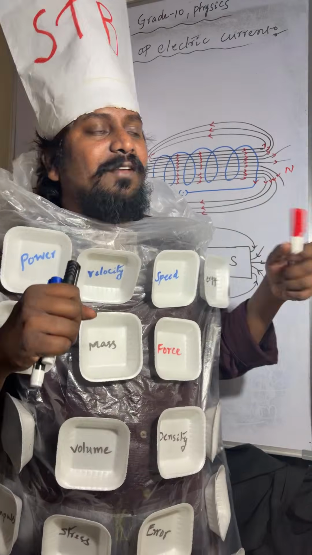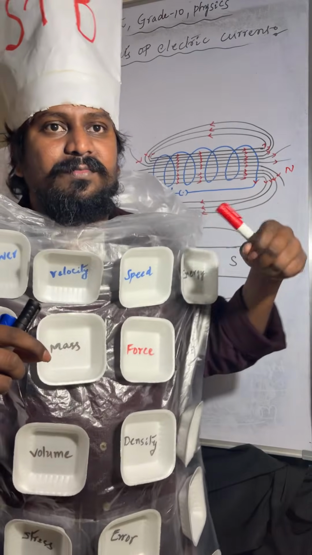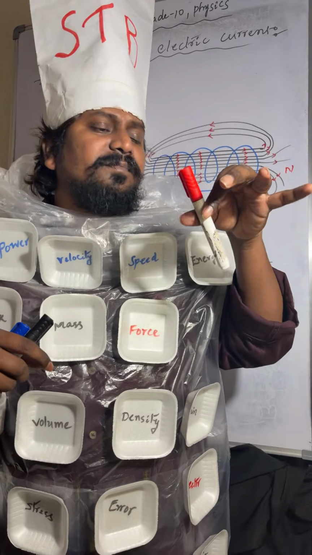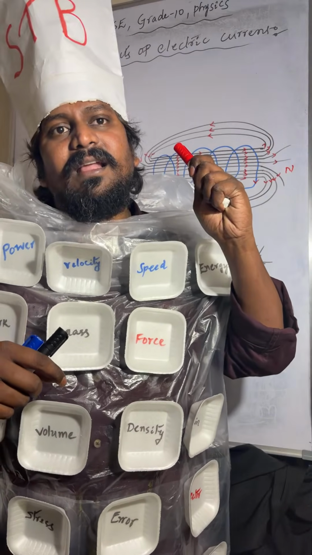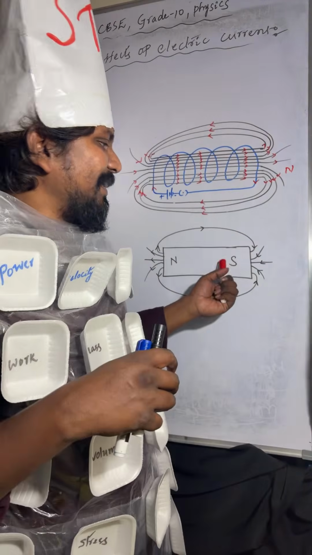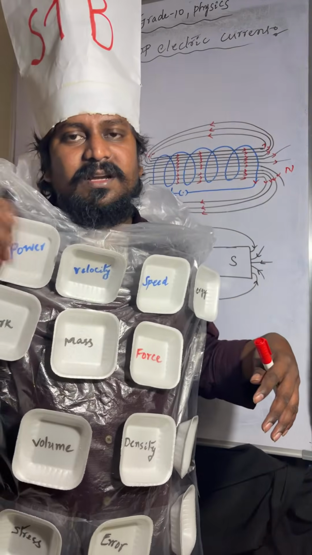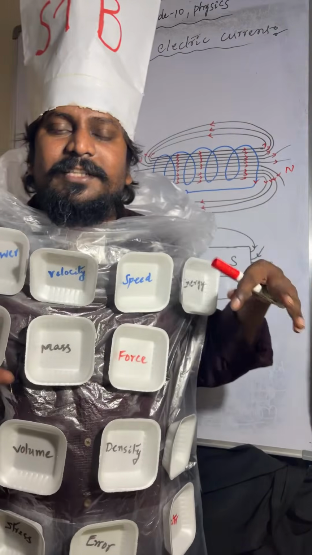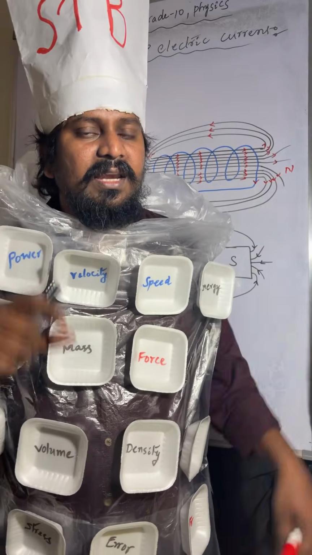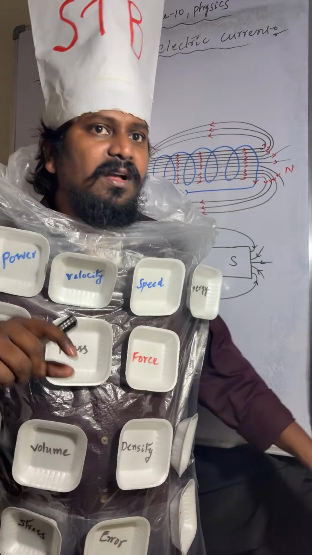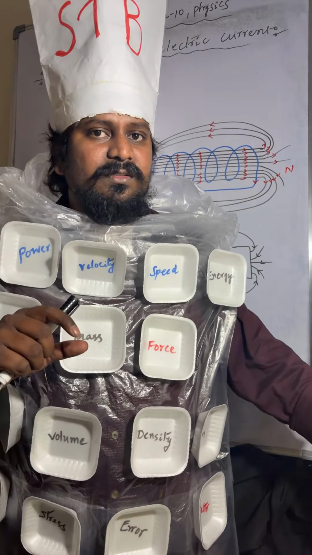And one more thing, if you suspend the solenoid freely, automatically it acts as a magnet. It shows the north and south direction, the same way a suspended bar magnet always shows the north and south direction. So the solenoid also will show north and south direction.